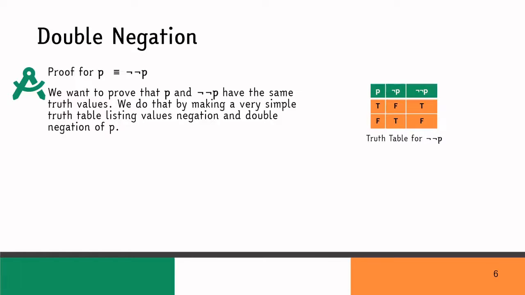Here we can see when P is true, negation P is false and double negation P is true again. Also, when P is false, negation P is true and double negation leads to false again. It is quite evident that P is equal to double negation of P. Let us see the implication theorem now.